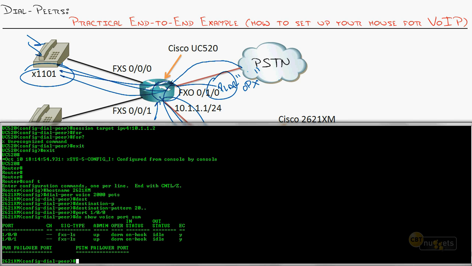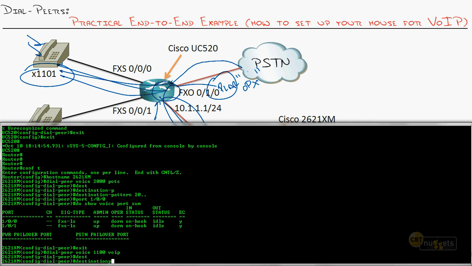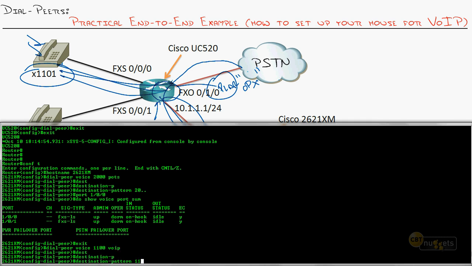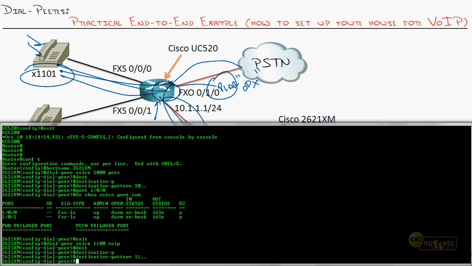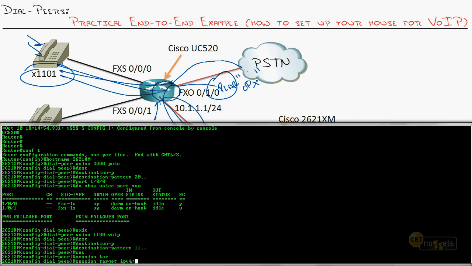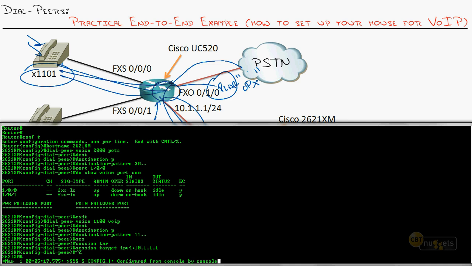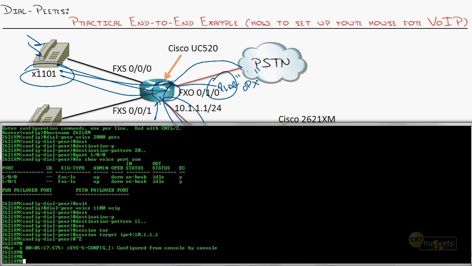And now let's also make the reverse. I'm going to do dial peer voice 1100 voice over IP. Destination pattern. See where I'm going with this? 11... So this is going to be for the UC520 office. Session target IPv4 10.1.1.1. Enter. That's where I'm sending it out. So now I should be able to go to either one of these.